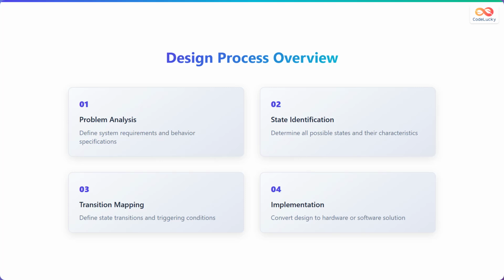Let's outline the main steps in the state machine design process. First, we have problem analysis, where we define the system requirements and behavior specifications. Second, we identify the states by determining all possible states and their characteristics. Third, we map the transitions by defining state transitions and triggering conditions. And finally, we implement the state machine by converting the design to a hardware or software solution.